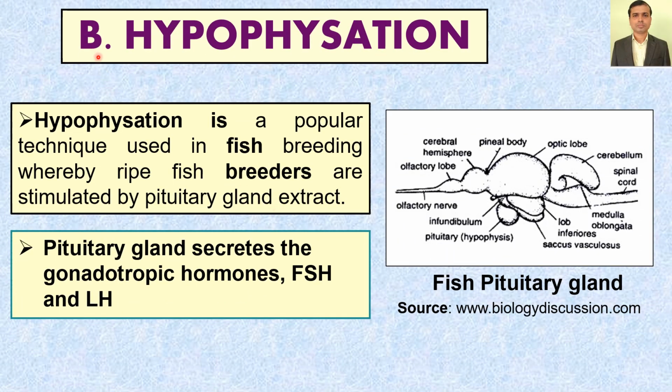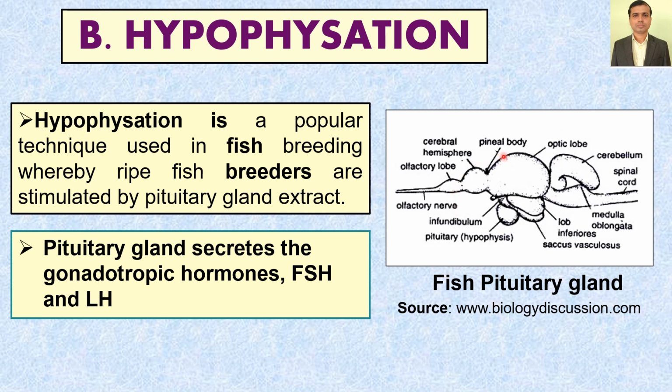Now let us come to the most popular method of induced breeding in fish, that is hypophysation. Fish hypophysation is an artificial method of induced breeding in fish in which sexually matured brood fishes are induced to breed in confined water like a pond by using pituitary gland extract. Since the pituitary gland is also known as hypophysis, this technique of inducing fish using pituitary gland extract is known as hypophysation.